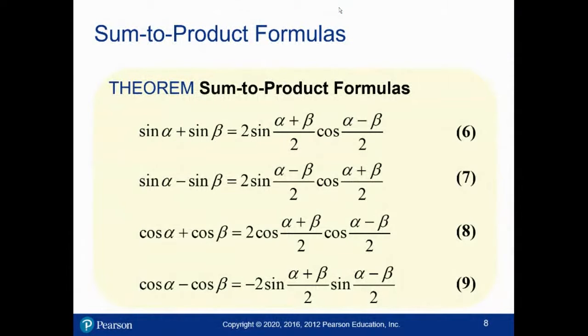Okay. There are also what are called sum to product. So the previous ones were products to sums. On the left hand, we had a sine times a sine or a cosine times a sine. And on the right, we had a sum or difference of different things. This is sort of the other way around.